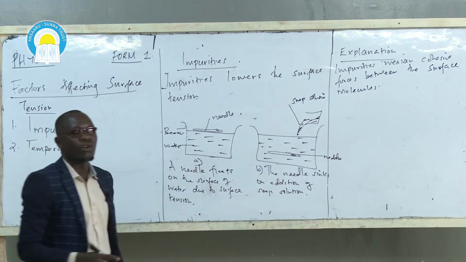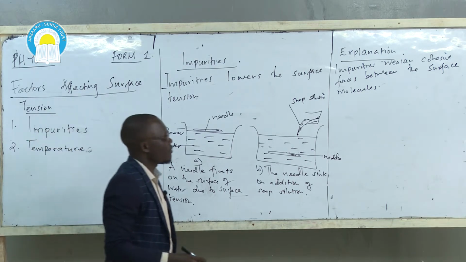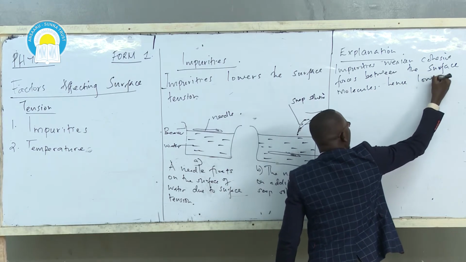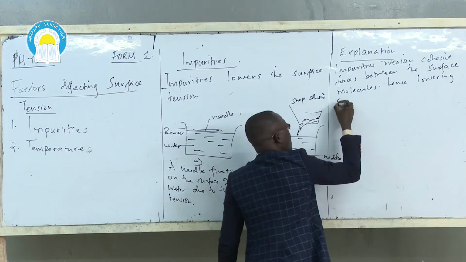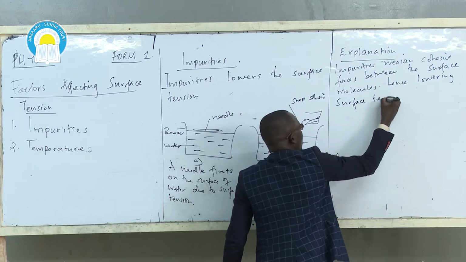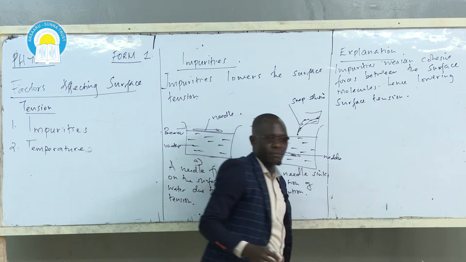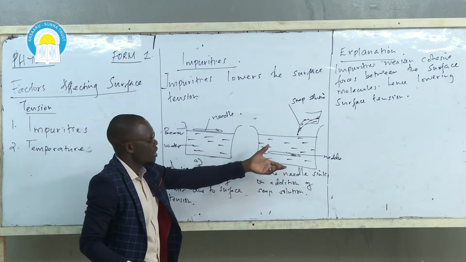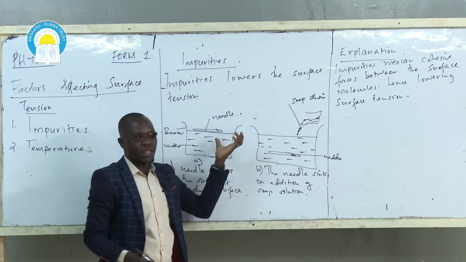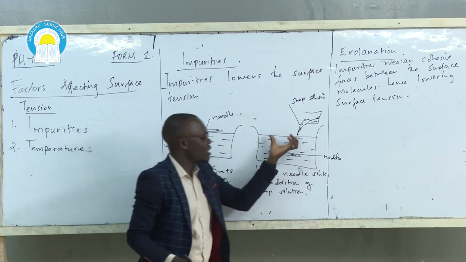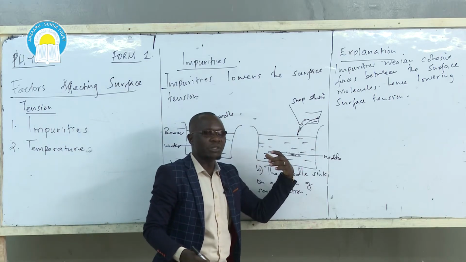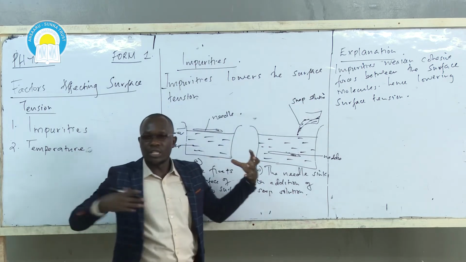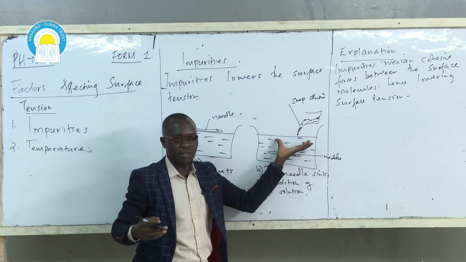Impurities weaken the cohesive forces between the surface molecules, hence lowering surface tension. The impurities, those are foreign particles. The foreign particles introduced in the liquid are going to weaken the cohesive forces which are attracting the surface molecules. If you remember very well, we said what causes surface tension? Surface tension is caused by the cohesive forces of attraction between the surface molecules.